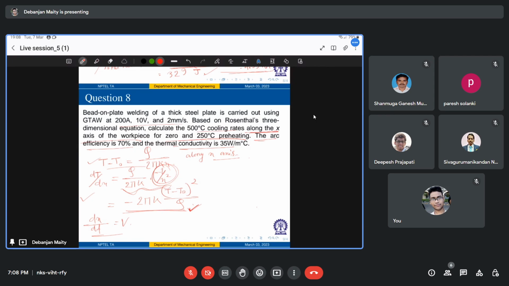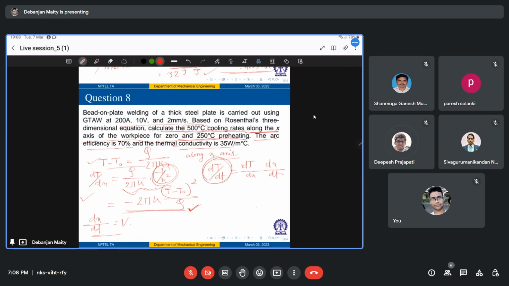Now, can we write it down like this? Yes, sir. So this is your cooling rate, right? So you need to calculate the 500 degrees C cooling rate along the x-axis for different preheating temperatures. So this is your cooling rate, yes or no?